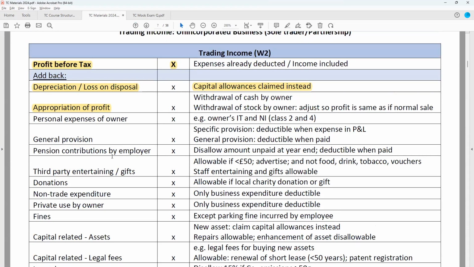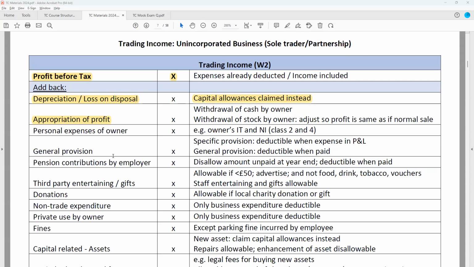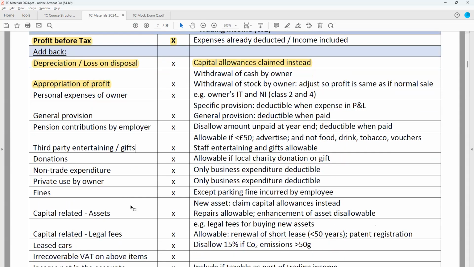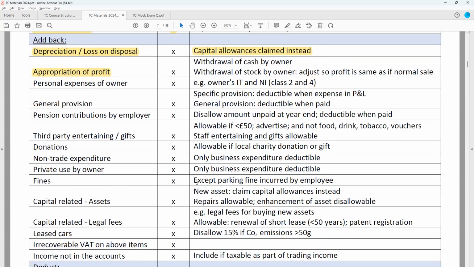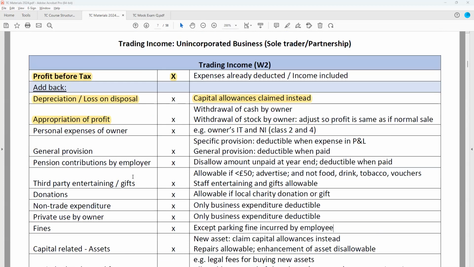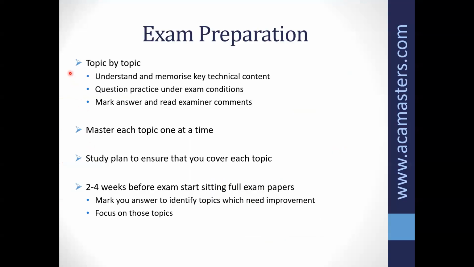And some of them are very specific, and therefore you just need to memorize exactly what is allowable. For example, things on gifts, very specific rules there. Fines, a specific exemption for parking fines incurred by an employee. So again, you could just do this in the same approach. Make sure you have understood the key content, but then you can test yourself.